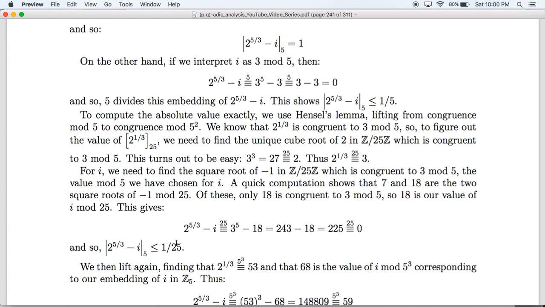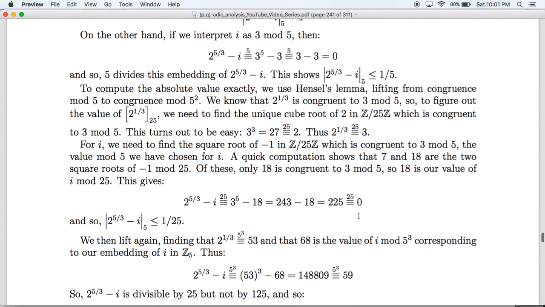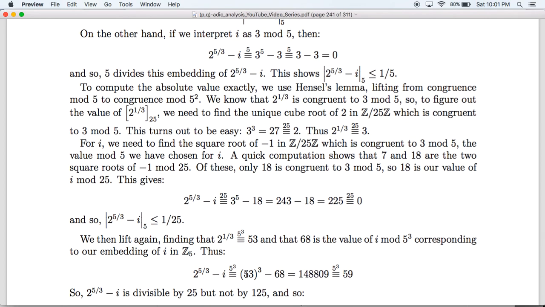We then lift again, finding that the unique cube root of 2 mod 5 cubed is 53, and that of the two square roots of -1 mod 5 cubed, 68 is the one that is congruent to 3 mod 5, and this time we get that 2 to the 5/3 minus I is congruent to 59 mod 5 to the 3rd.